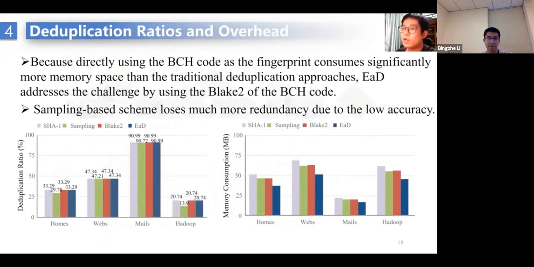The results indicate that EAD consumes less memory space than the traditional SHA-1, Blake2, and sampling-based deduplication approaches. Directly using the BCH code as a fingerprint consumes significantly more memory than the traditional deduplication approach, so EAD addresses the challenge by using the Blake2 of the BCH code. Sampling-based schemes lose much more redundancy due to the low accuracy.